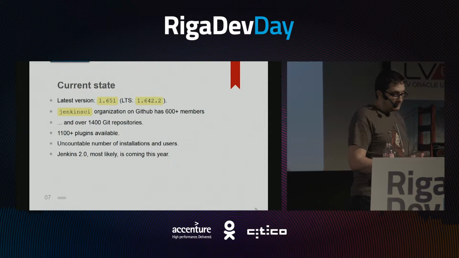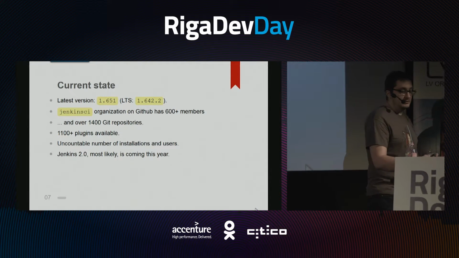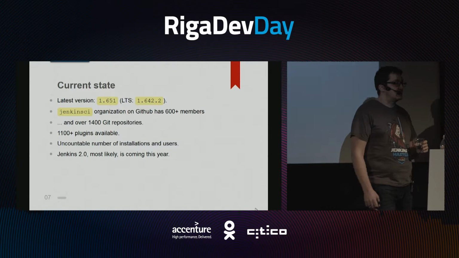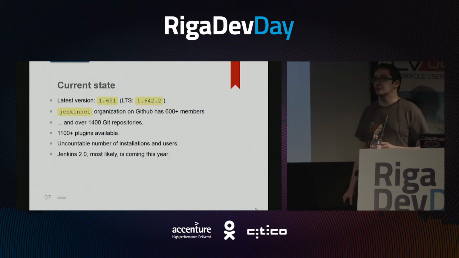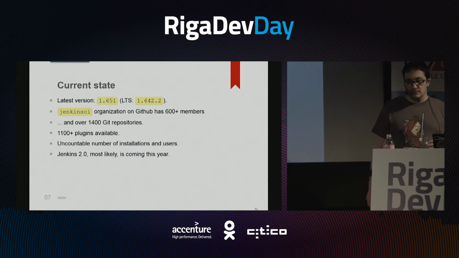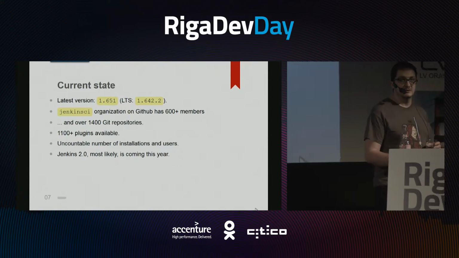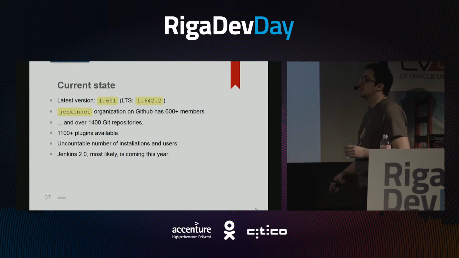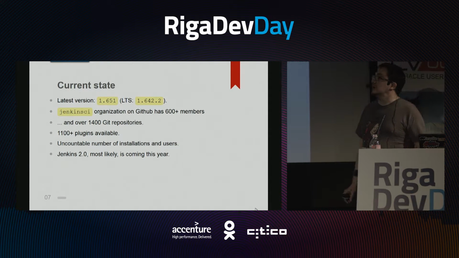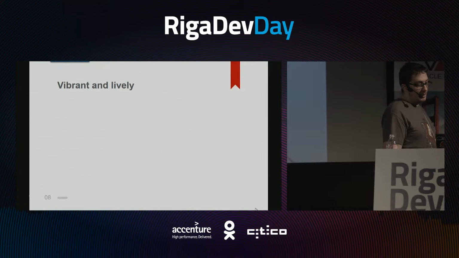By now, we have more than 1,000 plugins available. So there are a lot of things you can configure, change and use inside Jenkins. And I think you can't really count the number of installations and actual users of Jenkins because there are just too many of them. And the good thing is that Jenkins 2.0 is finally coming, with a huge chance this year. There is already a roadmap and a number of features they're going to implement, and we're going to talk about Jenkins 2.0 closer to the end of the presentation.